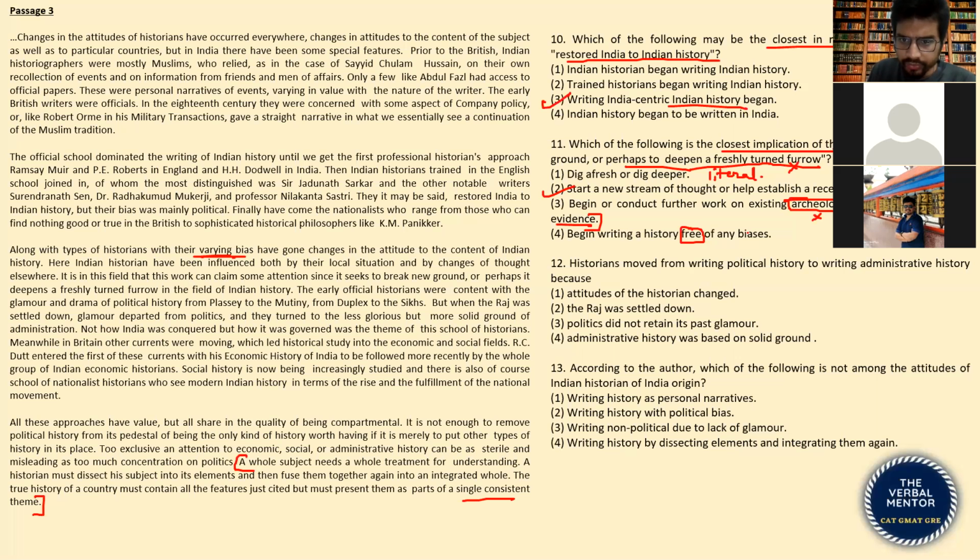Number 12. Historians moved from writing political history to writing administrative history because what is the reason? Okay. But when the Raj was settled down, the British Raj was settled down, glamour departed from politics, okay? And they turned to the less glorious but more solid ground of administration. So the reason was the glamour faded away, na? Which means politics did not retain its past glamour. That was the immediate reason why the historians moved to writing administrative history.